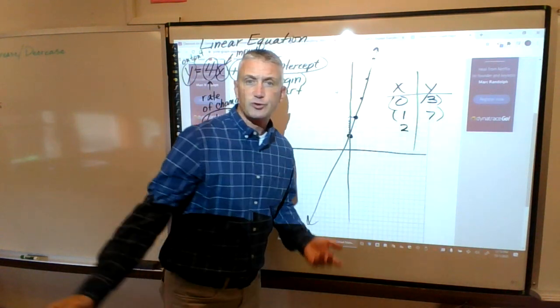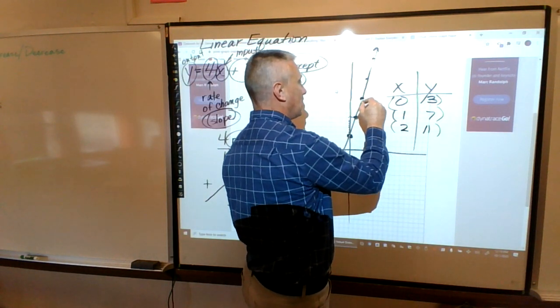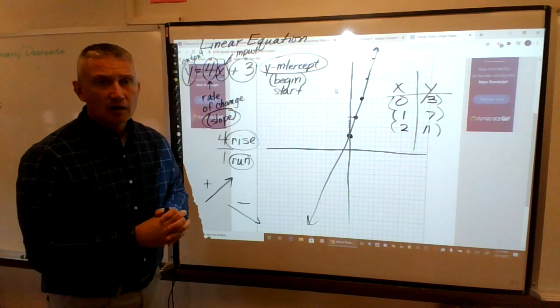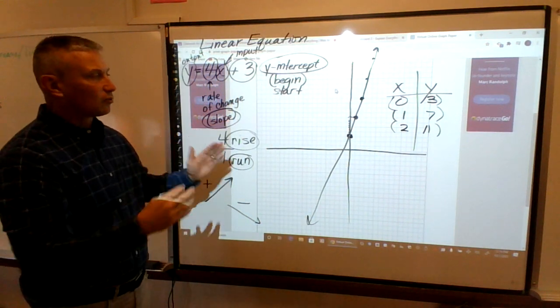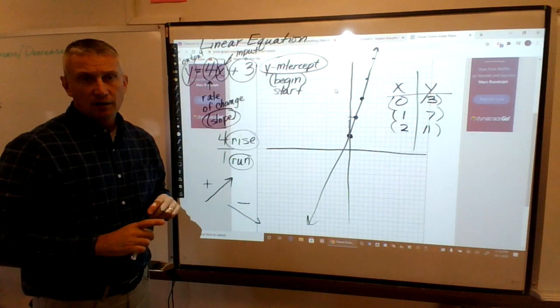I can continue. 2. 2 times 4 is 8. 8 plus 3 is 11. There it goes. Here it is. Bingo. It's changing at a constant rate. No matter what we put in there, we're going to get a nice line. We can make predictions for the future.